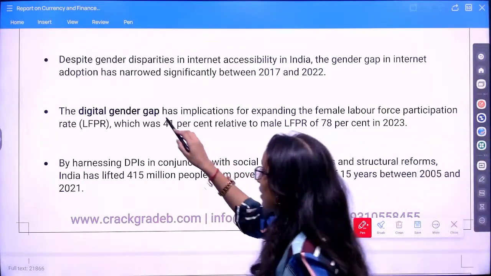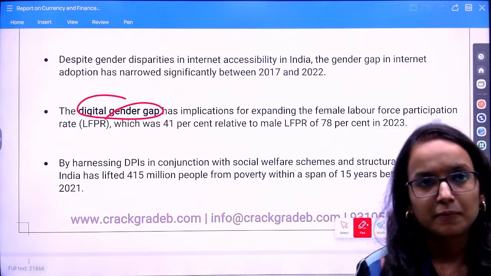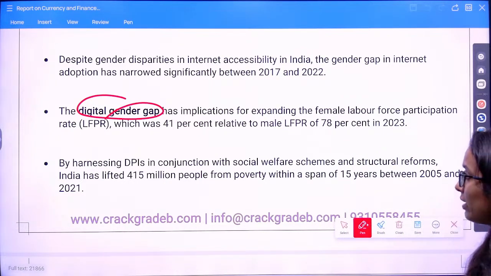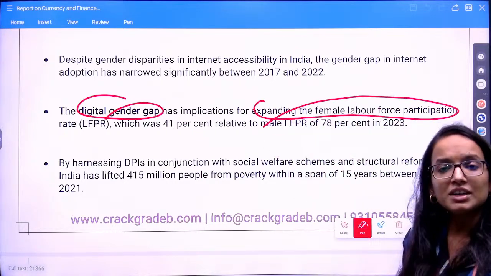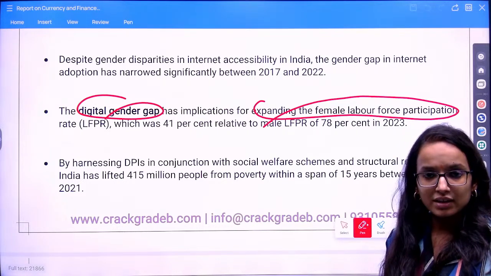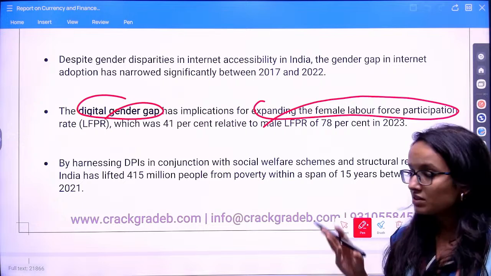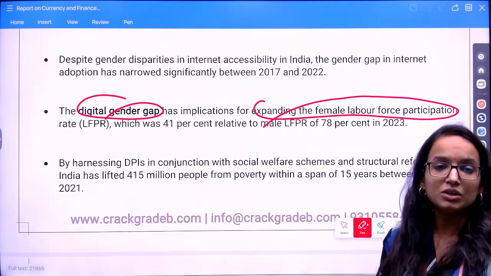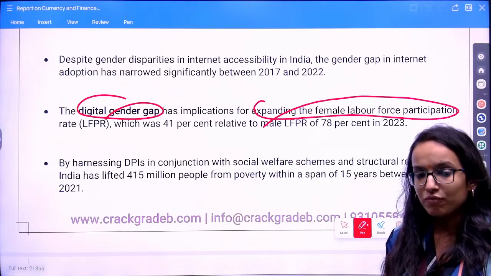Then digital gender gap. So this digital gender gap or inequalities in accessing the digital services, internet services, mobile services, has implications. Now, why are we concerned about this gap? Because if fewer women are able to access mobile services, internet services, that affects their labor force participation rate. If you remember, we have discussed in one of the editorials data regarding labor force participation, right? So what is labor force participation rate?